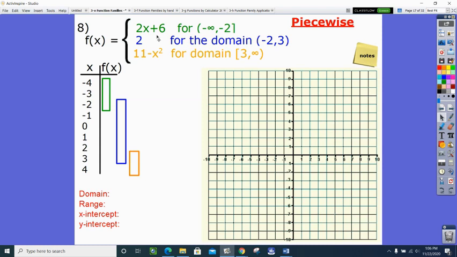Okay, so you're going to notice I'm color coding this. So for all of these inputs, notice that they fall into this piece of the domain. So -4, -3, -2, I'm going to use the 2x plus 6. So when I put -4 in, 2 times -4 is -8 plus 6. So the output would be -2. When I put the 2 times -3, I'm going to get -6 plus 6, which is 0. And 2 times -2 is -4 plus 6, which is 2.